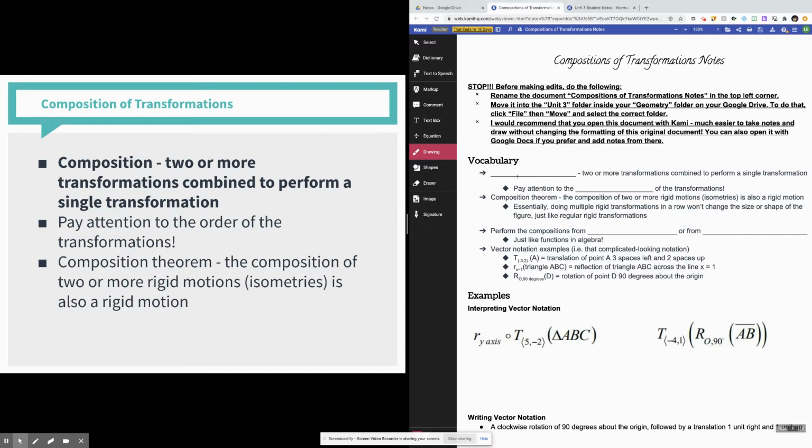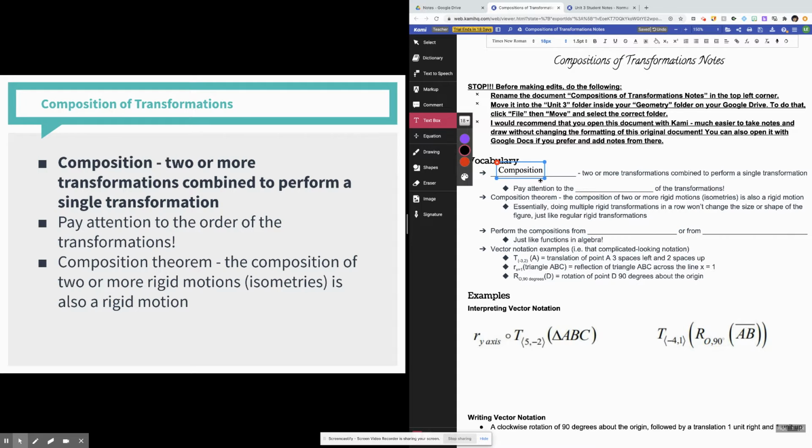Okay, and I'm obviously writing on the right side of my screen in your notes and I'm editing in Cami here. Okay, so a composition of transformations is when you do two or more transformations and then combine them into one transformation. It's very similar to what you did in your algebra classes when you were dealing with functions, and I'm going to talk about that in just a second.